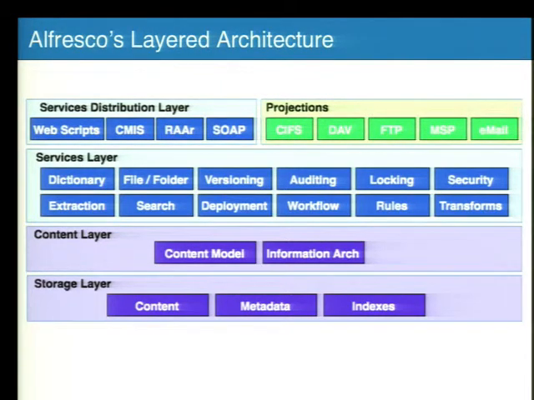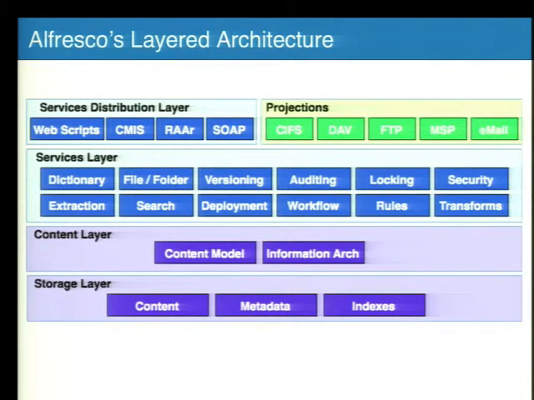Now, the services layer is only available inside the repository, and that's why we have a distribution layer, right? So you can have a service-oriented doesn't mean web services, right? Web services are a distribution capability, the ability to take that service and make it available remotely. And Alfresco provides a lot of different distribution capabilities, web scripts and the content management interoperability standard. And there's RAR, which is a remote Java interface that looks just like the Alfresco repositories. It's great if you're doing a Java-based integration.